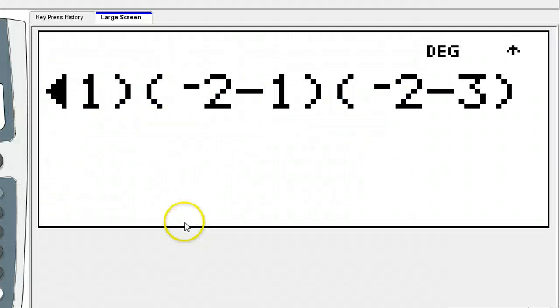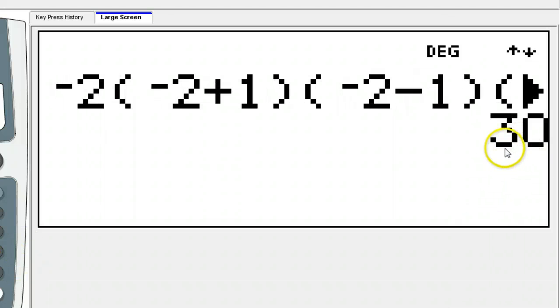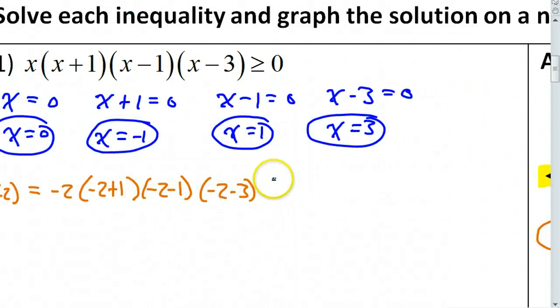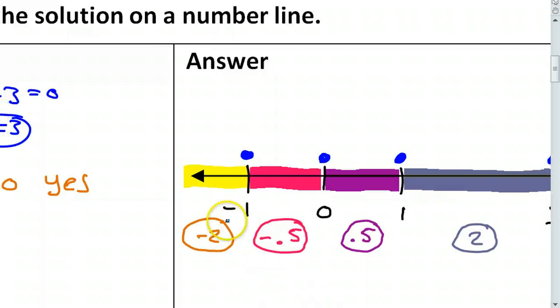Use a calculator. Okay, so there I've typed in this entire thing, which is always an option, and we get 30. Okay, so this is equal to 30. Now the question is, is this greater than or equal to 0? And of course the answer is yes, 30 is greater than 0. So that means -2 is a solution. That means everything in the yellow zone is a solution. And we will show that by drawing an arrow for the yellow zone.